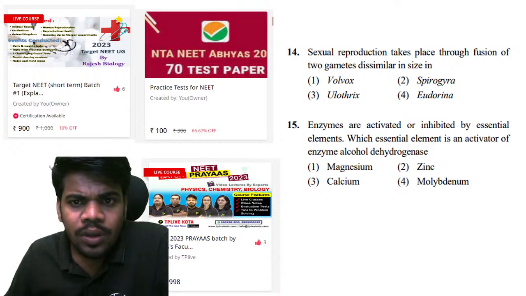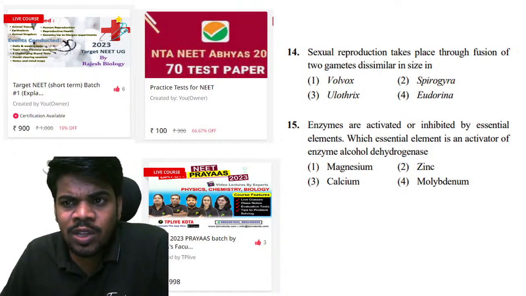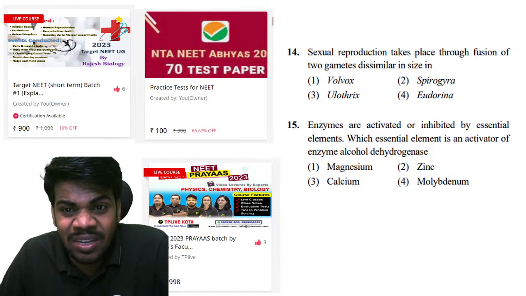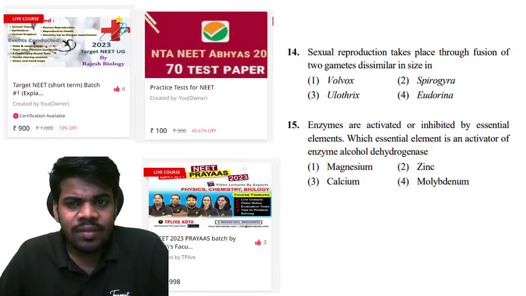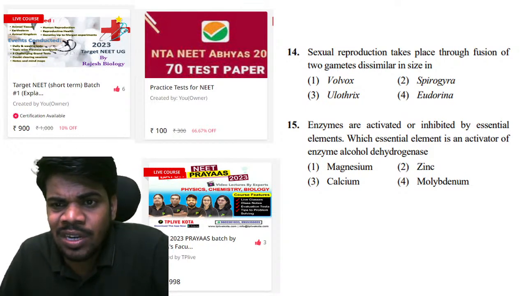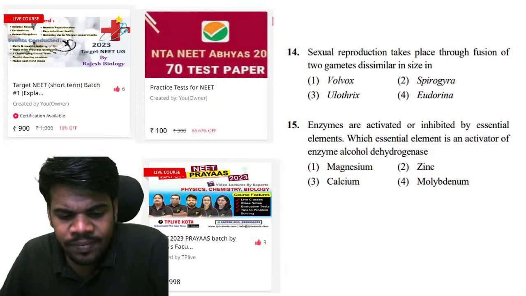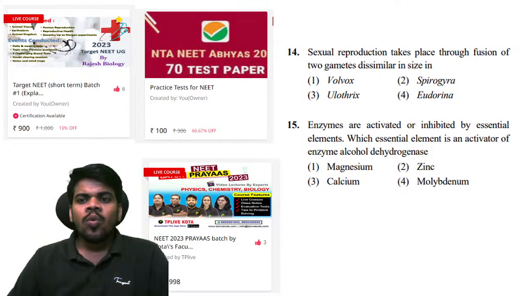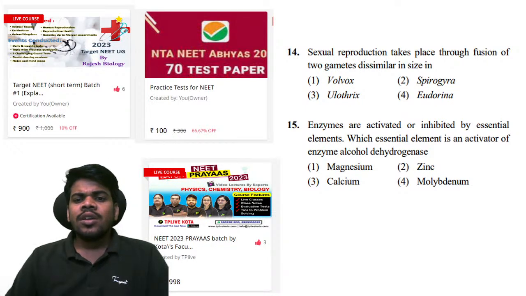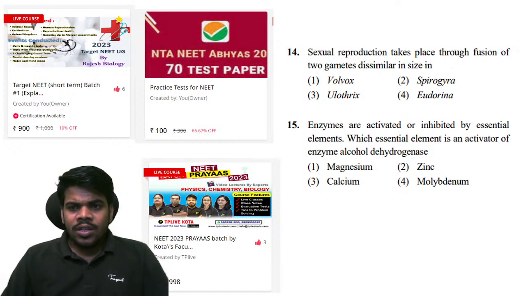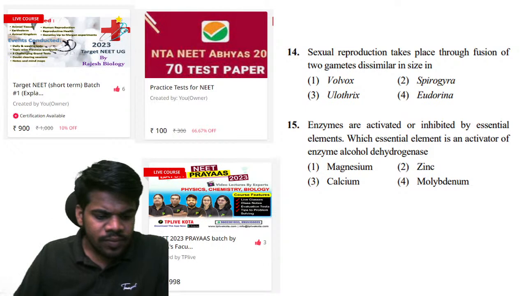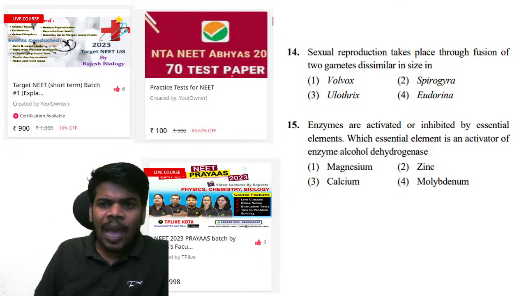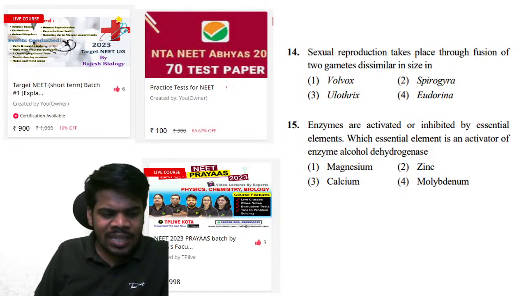It is option 2. Sexual reproduction takes place through the fusion of two gametes dissimilar in size in Volvox, Spirogyra, Ulothrix, Eudorina, in which the gametes are dissimilar in size.